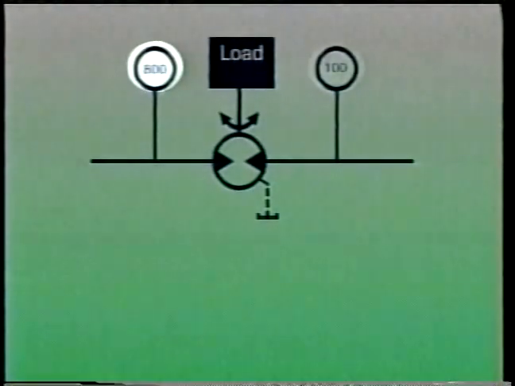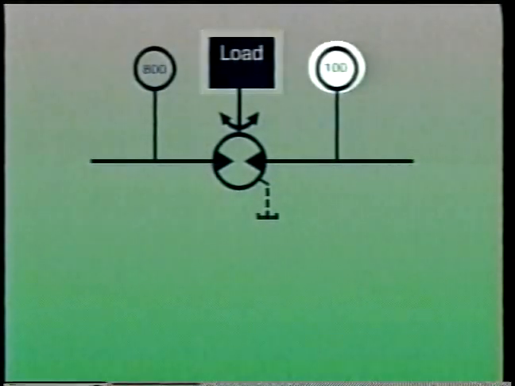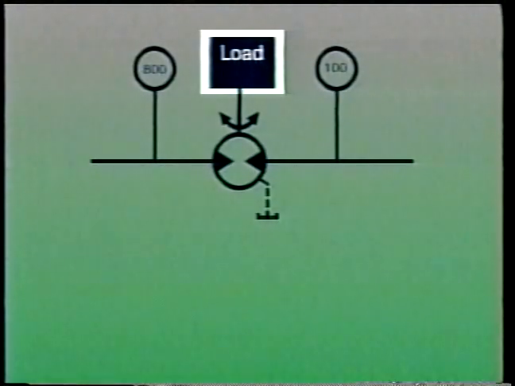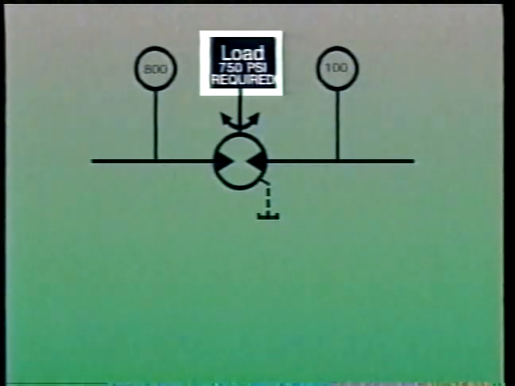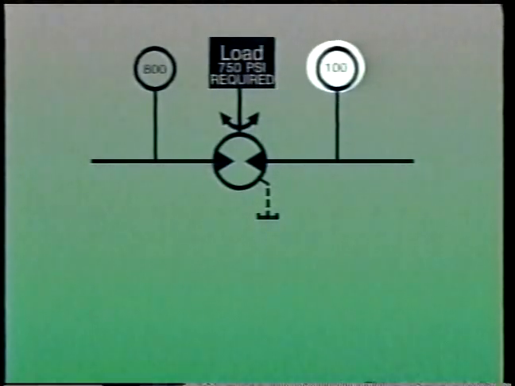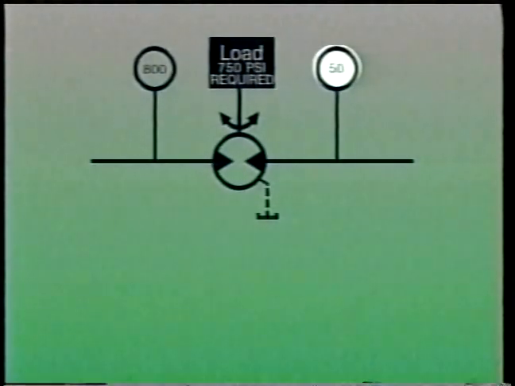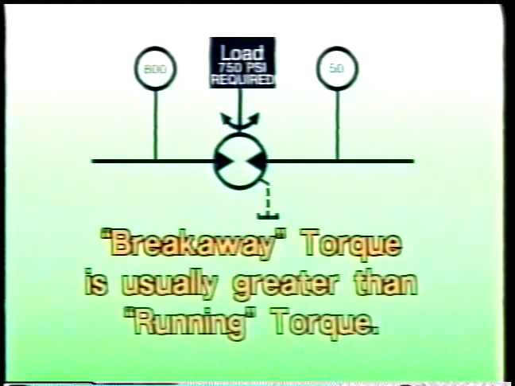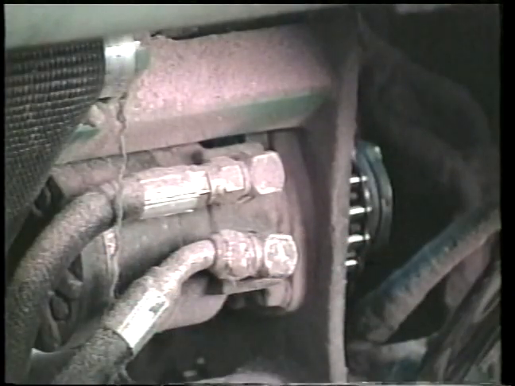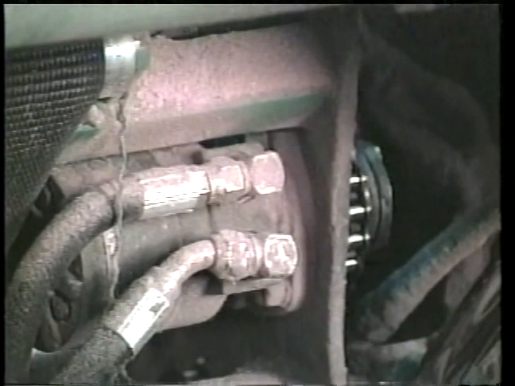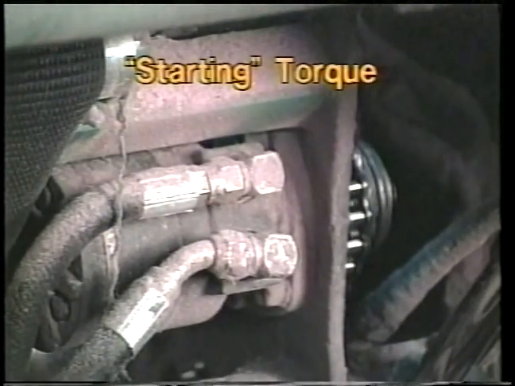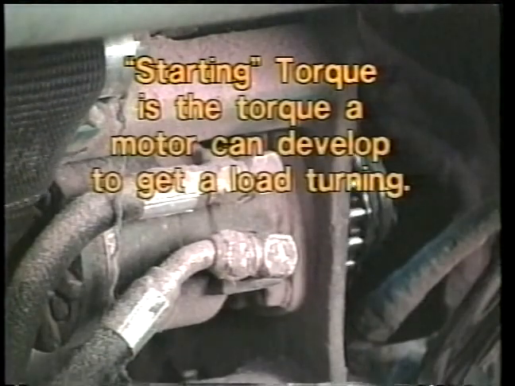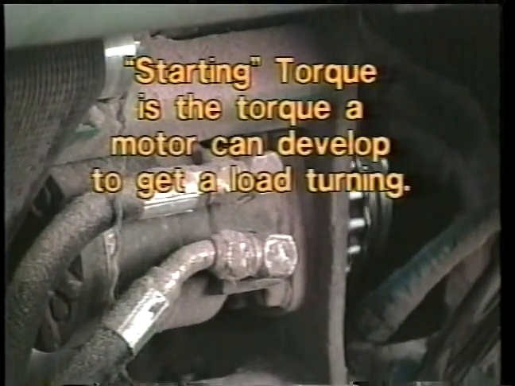800 psi less 100 psi back pressure leaves only 700 psi available for a load which requires 750 psi to move. Actually, even 50 psi of back pressure could prevent the load from turning. This is because the torque required to get a load turning, the breakaway torque as it's called, is usually greater than the torque required to keep a load turning, the running torque. Industrial motors are rated for both breakaway and running torque, as well as a third kind of torque, starting torque. Starting torque is the amount of torque the motor can actually develop to get a load turning.